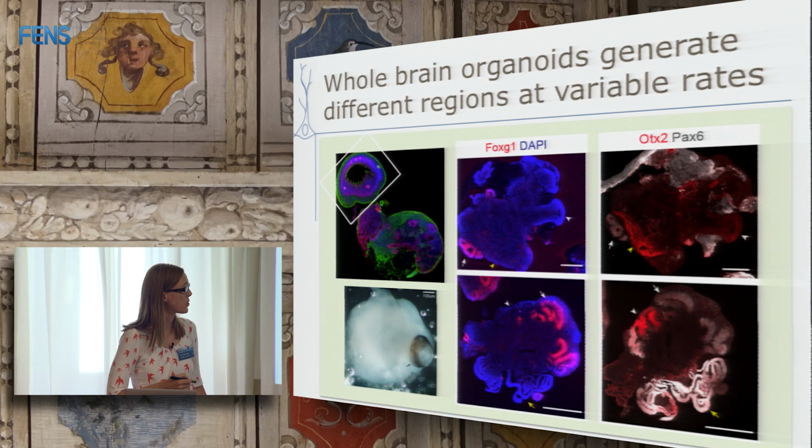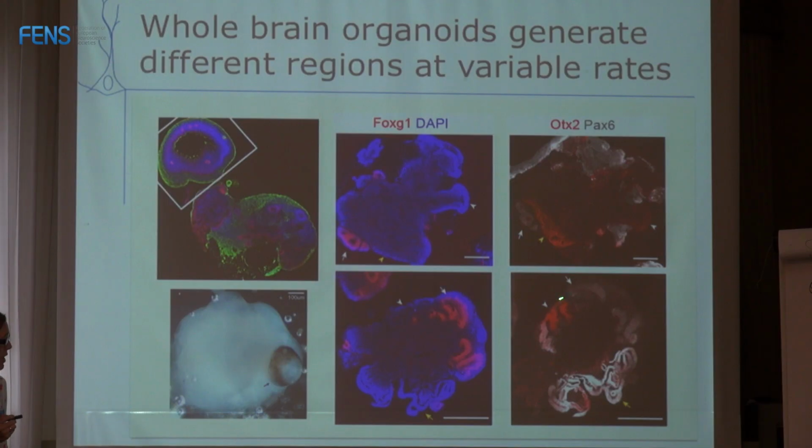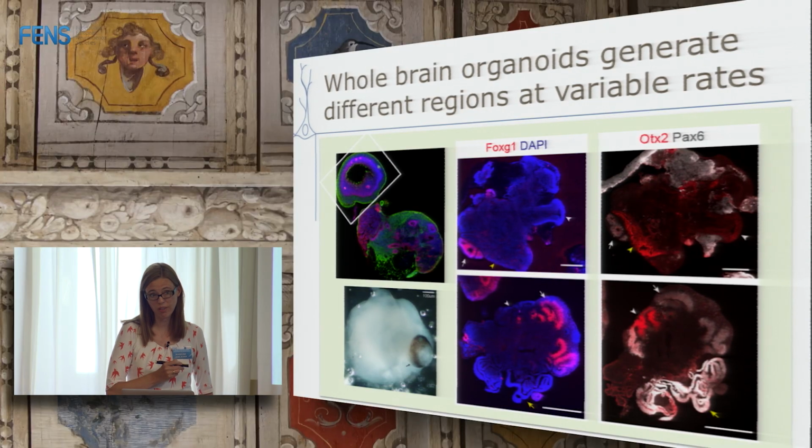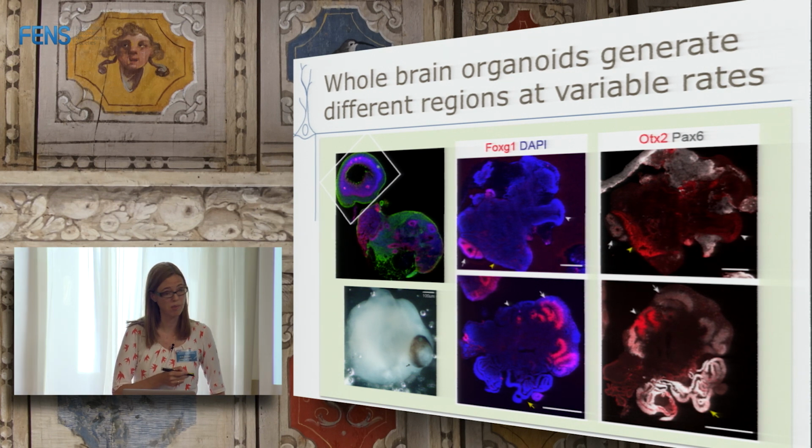And so when we do some more staining, we see that these are PAX6 positive. These are probably cortical tissues, but there's this really bright tissue here that's PAX6 positive. My guess would be that it might be hindbrain or even spinal cord, because PAX6 is actually very high in the spinal cord.